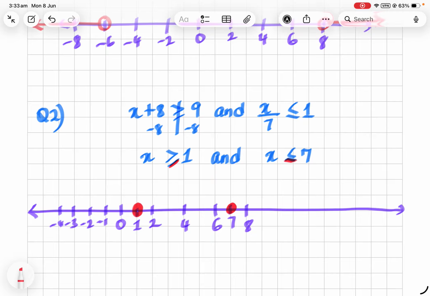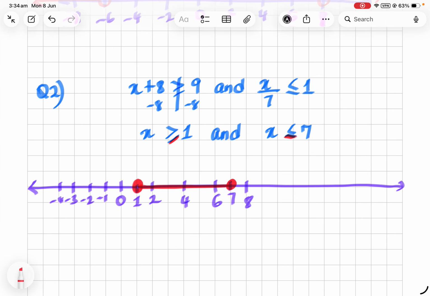So x is greater than or equal to 1, that means it's covering this, but x has to be less than or equal to 7, so this is the part where we are highlighting it. Or in other words, to make it more clear, your x value is less than or equal to 7 and greater than or equal to 1. That's how you would conclude this inequality.